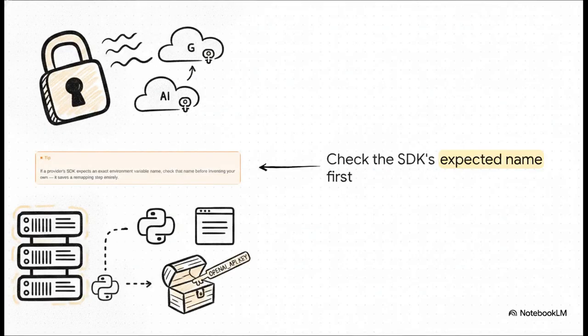GOOGLE_API_KEY. You might be wondering, why go through the hassle of doing that remapping step? Well, certain libraries, like LangChain Google GenAI, for example, are hard-coded to look for one exact variable name.